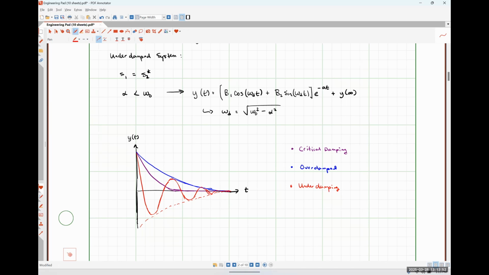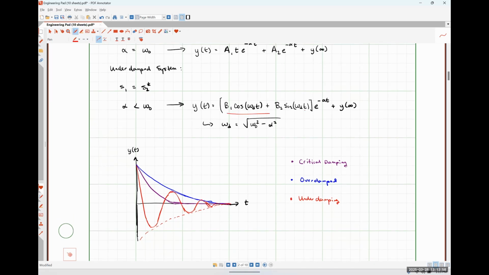Kyle, you had a question? Is underdamping always sinusoidal? If we look at our mathematical expression, the short answer is yes. But if we are very, very close to critically damped, then omega D is going to be a small number, and so it takes a very long time for us to observe those oscillations. It might decay before we see a lot of sinusoidal ripple. Okay.